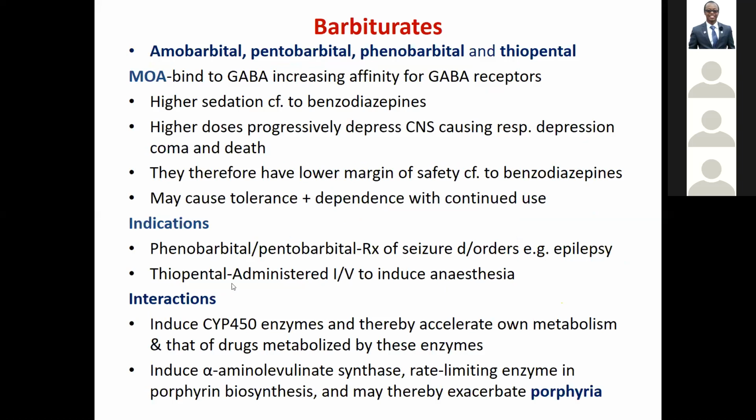In terms of barbiturates, we don't have much time. I think we have like 5 minutes only.